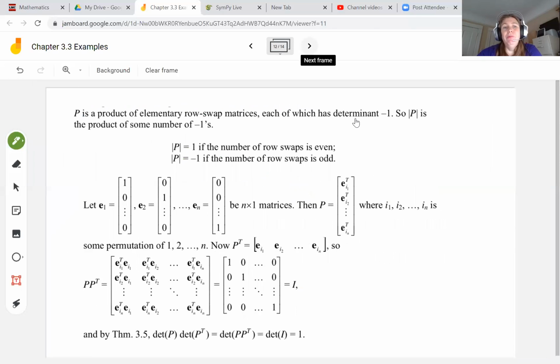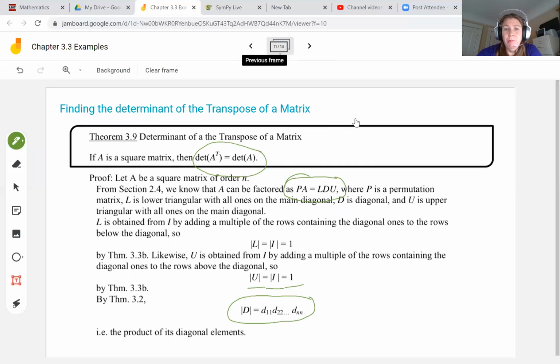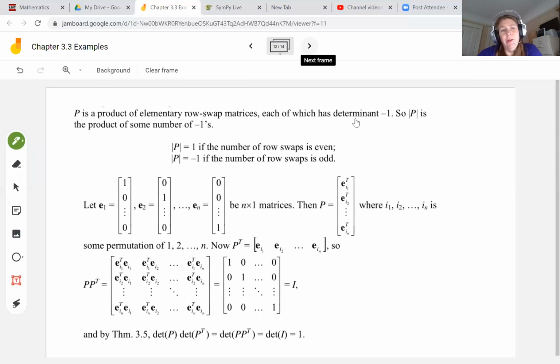All right, this matrix P is a product of elementary row swap matrices. So this lets us swap the rows we might need before we do the LU decomposition. So this is what makes any square matrix able to be in an LU decomposition if we have this matrix P multiplied by A first to swap the rows. And so each row swap has a determinant of -1. So the determinant of the whole matrix P is the product of some number of -1s. So if the number of row swaps was even, the determinant of P is going to be a 1. And if the number of row swaps is odd, the determinant of P is going to be a -1.